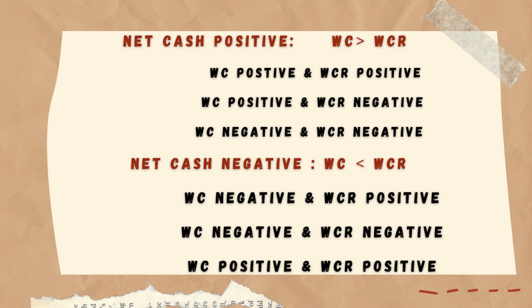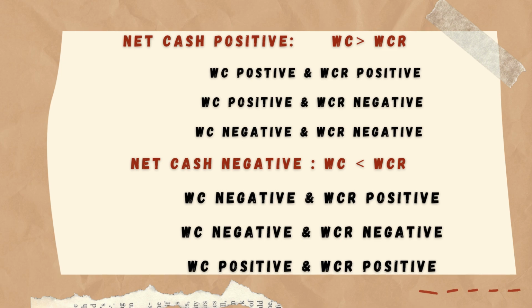Now, the net cash could also be positive or negative. When the net cash is positive, it means that the WC is higher than WCR. What are the cases where WC could be higher than WCR? Here we have: WC could be positive and WCR could be positive. WC could be positive and WCR could be negative. WC could be negative and WCR could be negative.